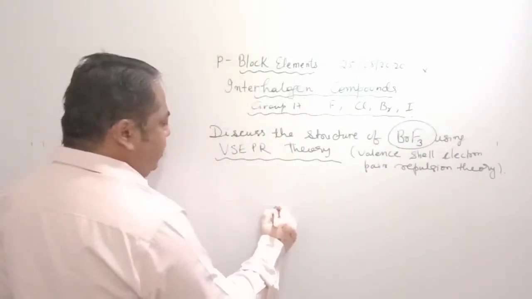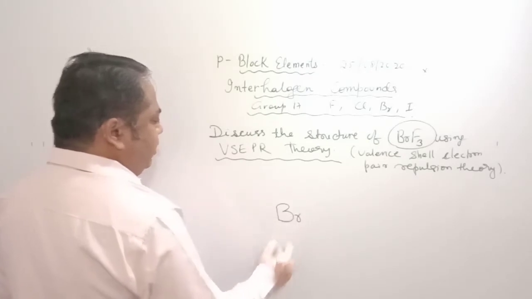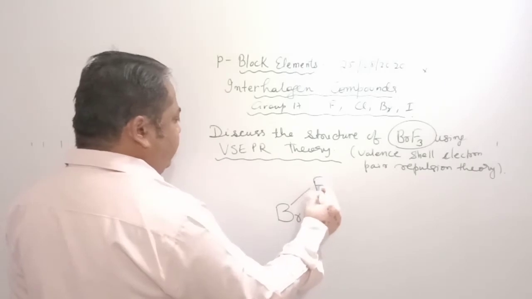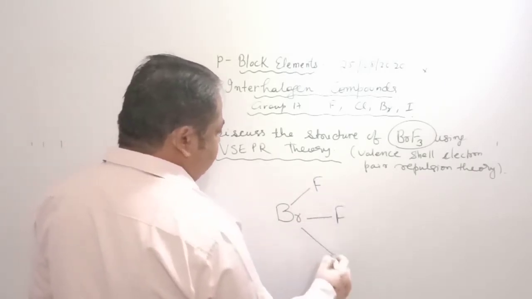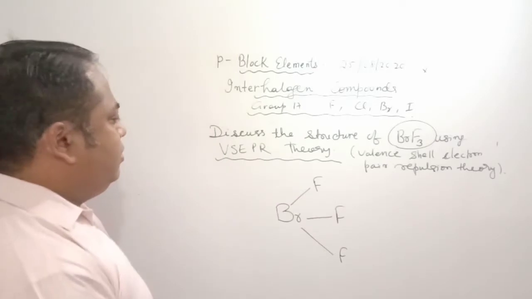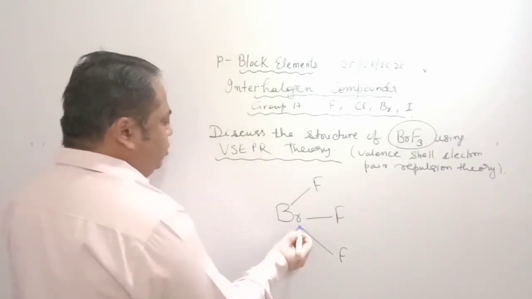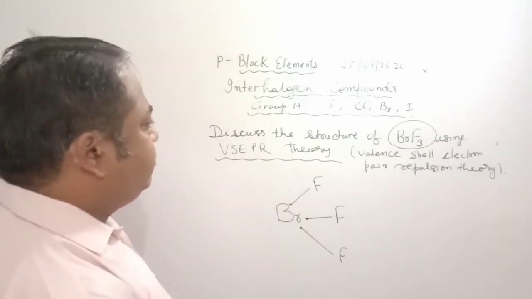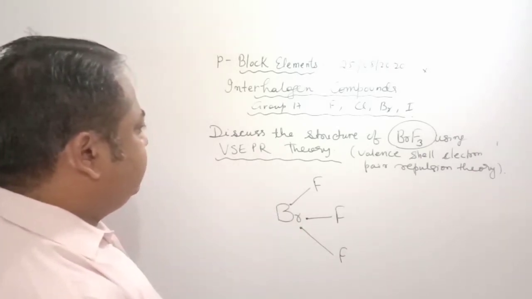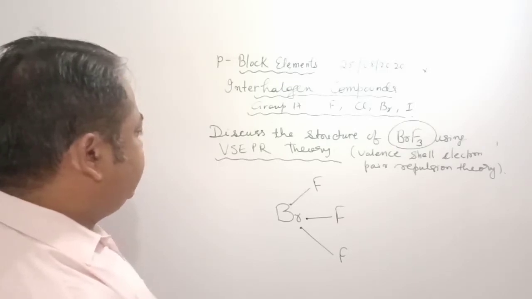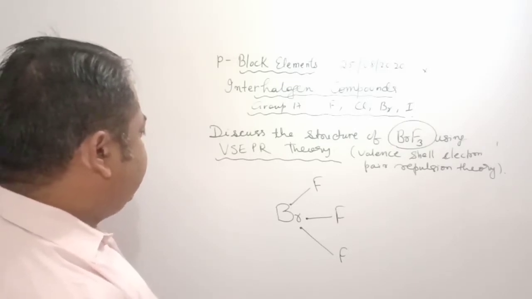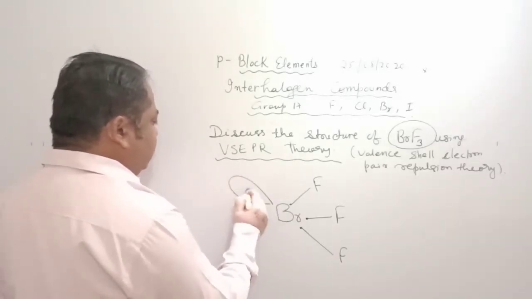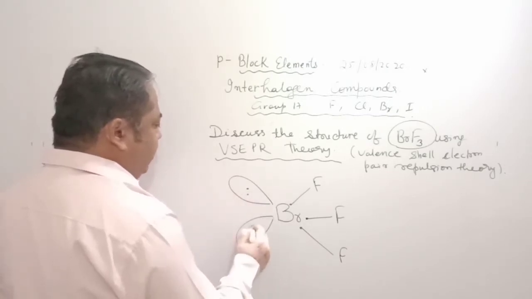Now bromine has how many electrons in the outermost shell? 7 electrons, out of which 3 are bonded. 3 are bonded. So 1, 2, 3. These 3 electrons should have been of bromine. How many more are left? It has to have 7. So 4 more electrons are there. So 2 electron pairs. It has to have 2 more electron pairs.